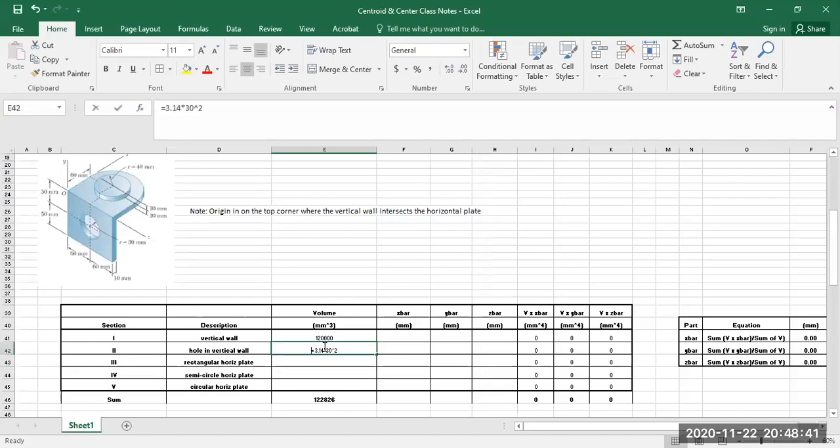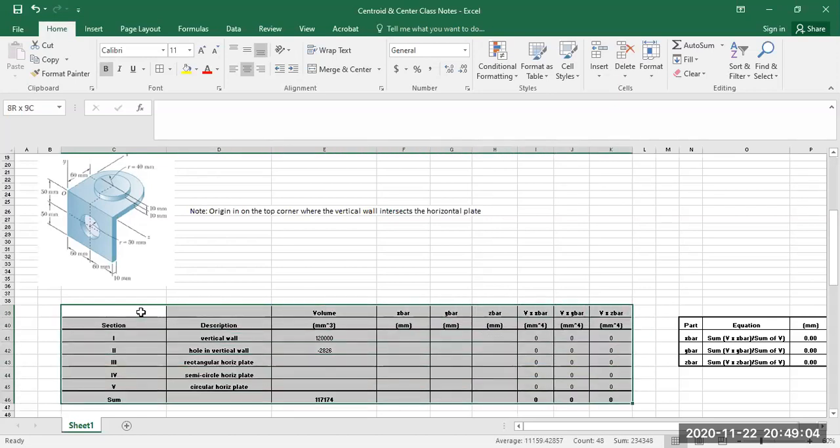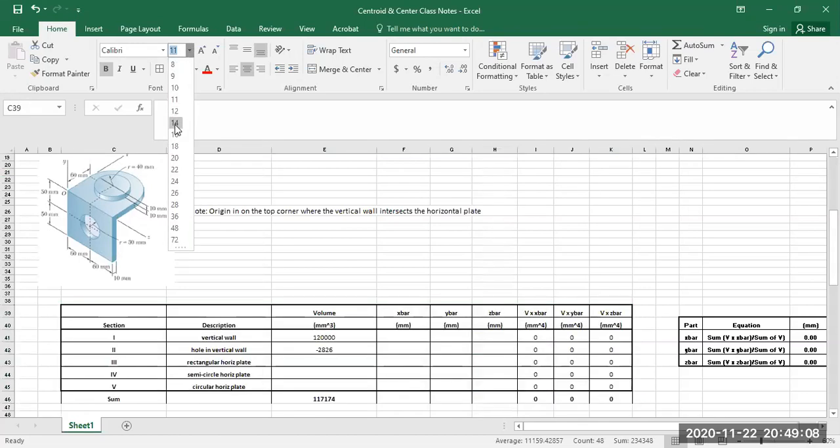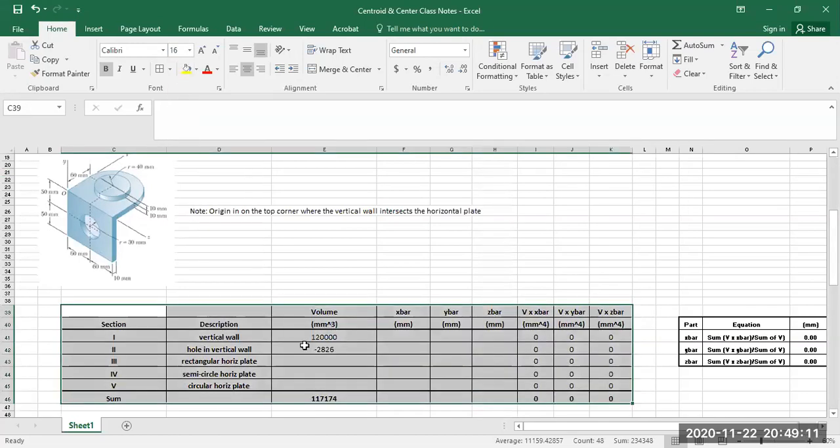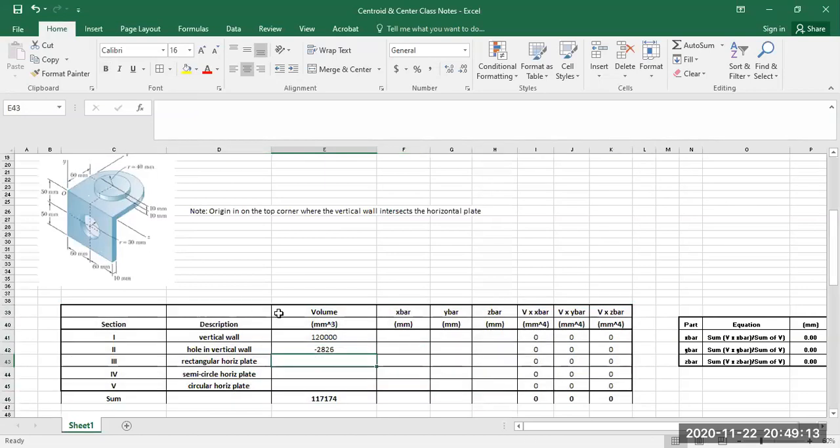However, the hole in this case is really a subtraction of volume, so you have to make sure that you put a negative in front. The volume for all the other pieces is going to be positive, but the volume for this hole is going to be negative. Would you like this in a larger font so you could see it better? Yeah, that's better.